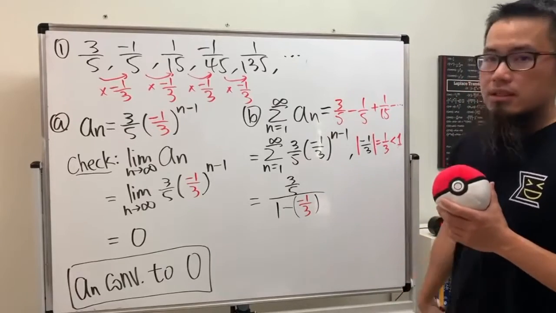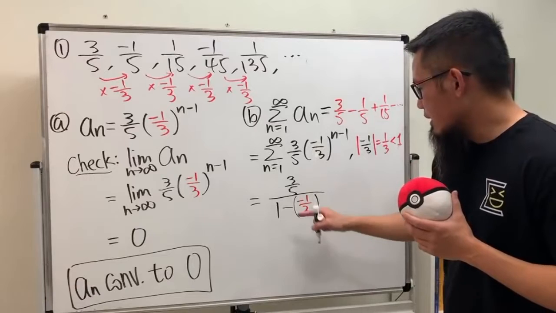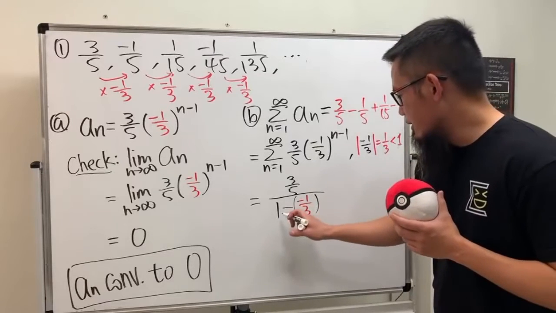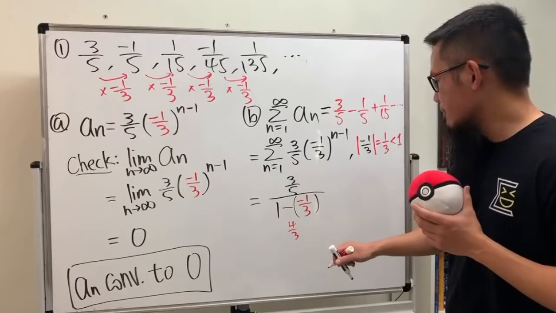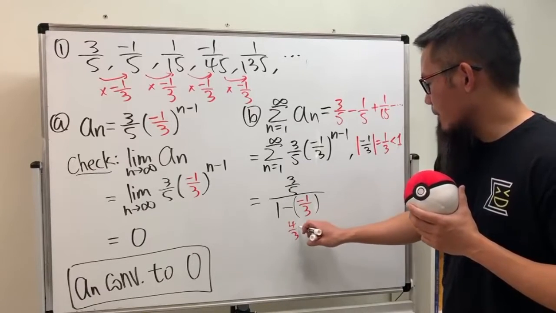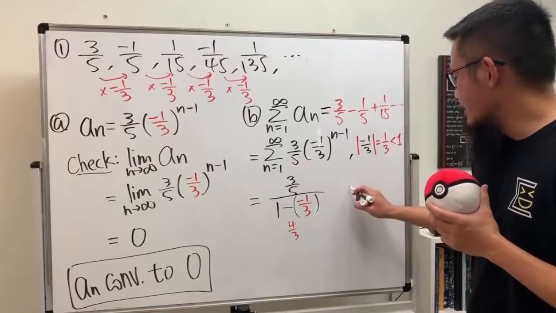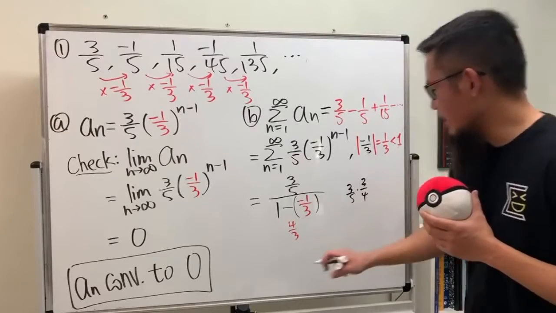So that's very nice. And again, this is legitimate because this is true. And now just work this out. This is 4/3 on the bottom, and then let's multiply. So this is 3/5 times 3 over 4, so altogether 9 over 20.